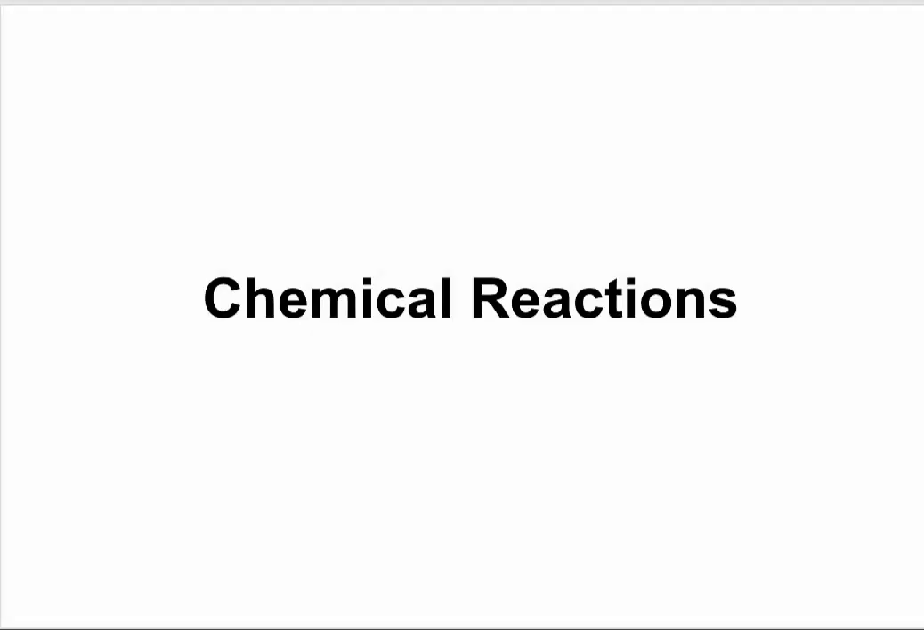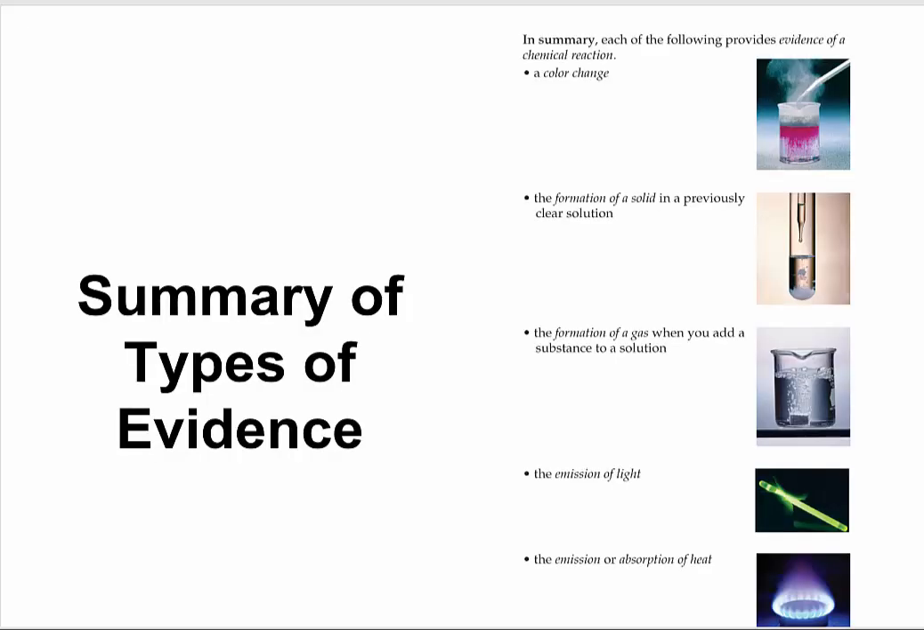Let us now learn about chemical reactions. This is the first question. How would we even know that a chemical reaction has occurred? We have learned about physical and chemical changes. We know that chemical changes are not easy to reverse. But on this screen, you will see a summary of some of the evidence that would show us that a chemical reaction has actually occurred.